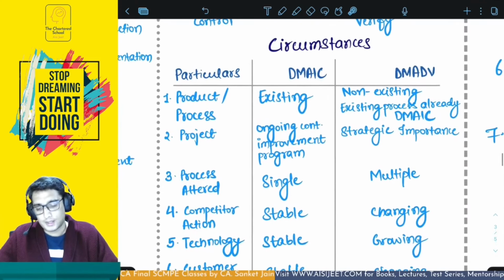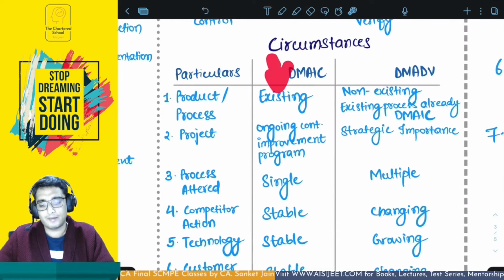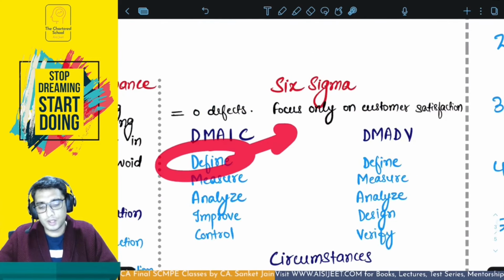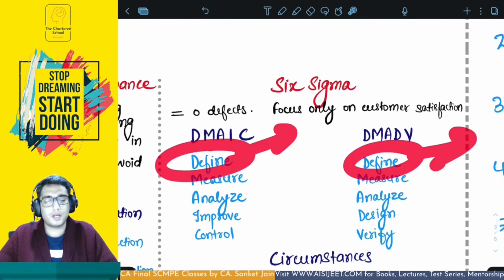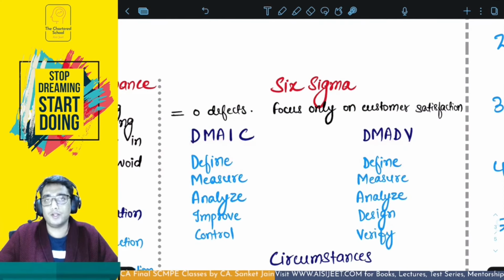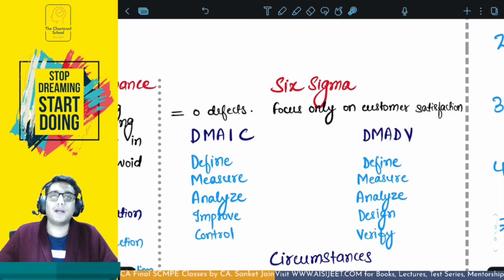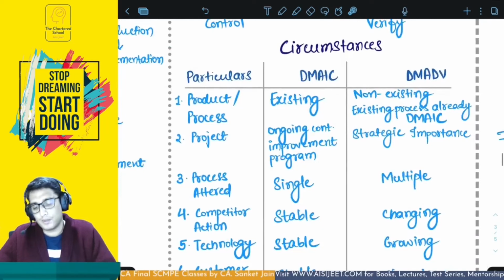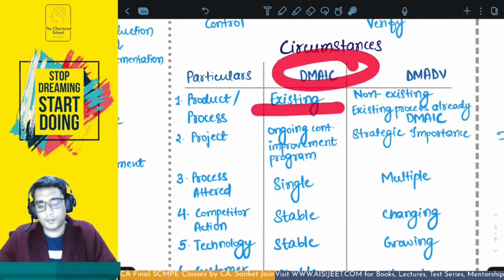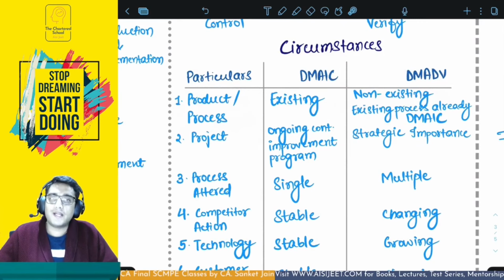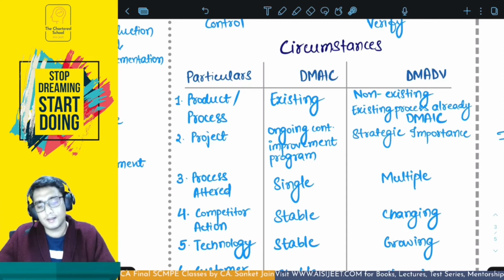Next are the circumstances under which we will apply either DMAIC or DMADV. But before going to that, let's understand from here only, because we understood there were certain problems here and that there were no problems here. We are working on the customer requirement and creating a new thing. Therefore, this works with an existing process, and this is for creating a new process. So DMAIC works with an existing product or process. DMADV works with a non-existing product or process, or if the existing process has already undergone DMAIC but did not achieve results, then probably we can apply DMADV on that as well.